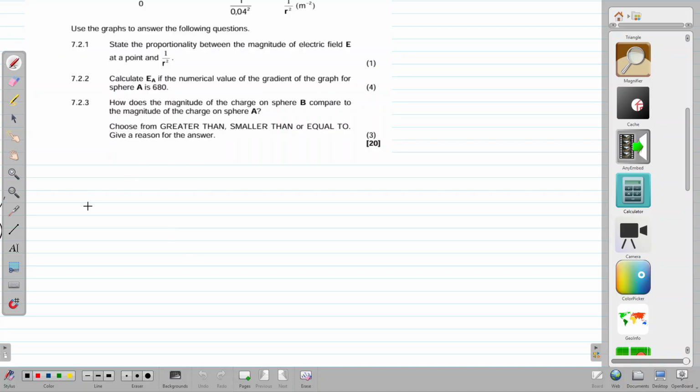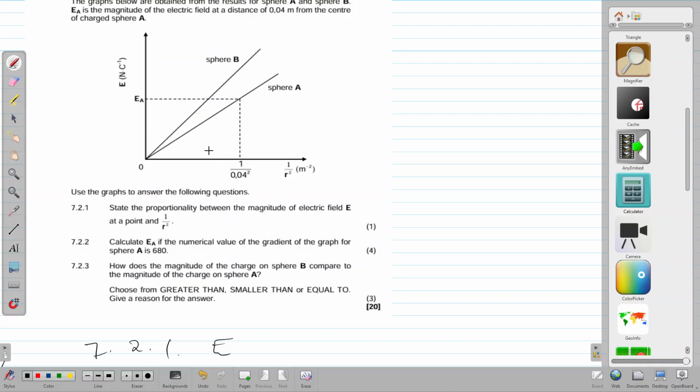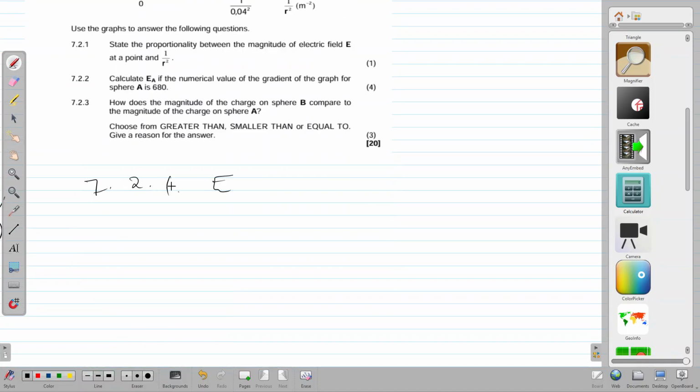7.2.1 is asking us to state the proportionality between E and 1 over r squared. It's easy, we just look at the graph and we see a straight line graph. So E is directly proportional to 1 over r squared, because we're getting a linear relationship between E and 1 over r squared.